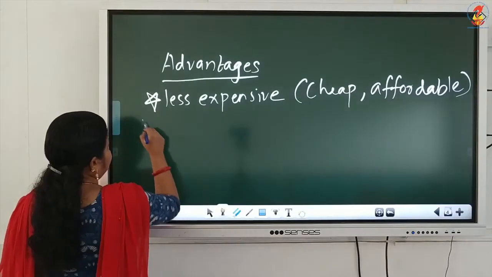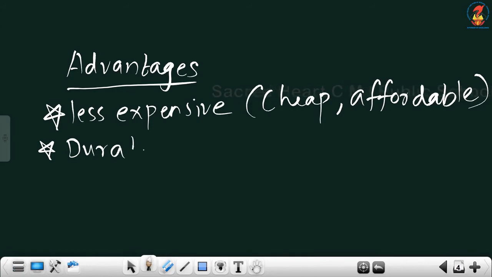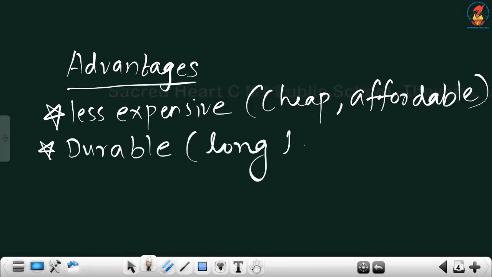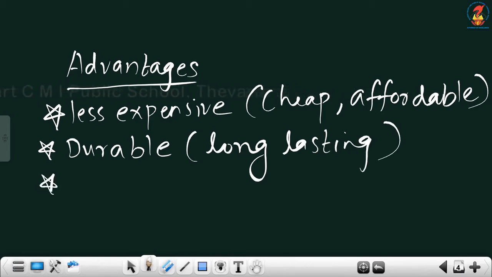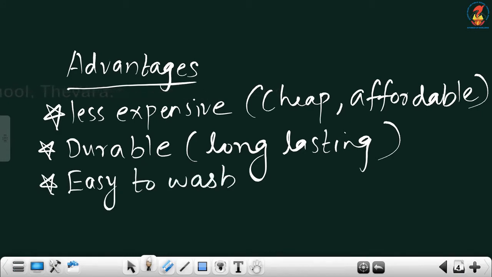Now the next one is they are durable. Durable means long lasting. They last longer. Clothes made of synthetic fibers are durable. Third one is easy to wash. Then this advantage is not given in your textbook.